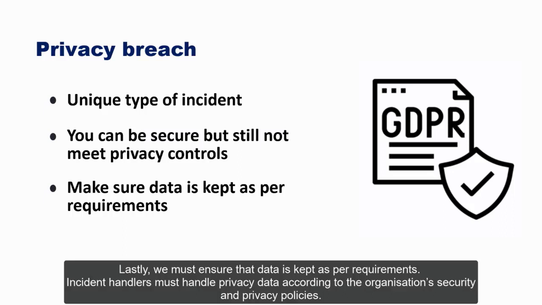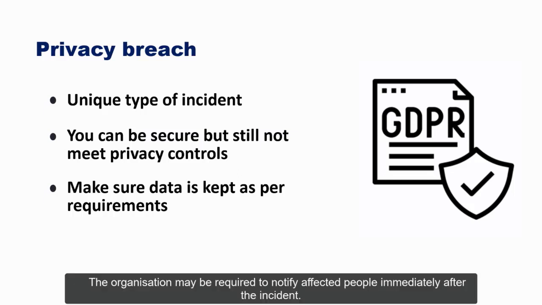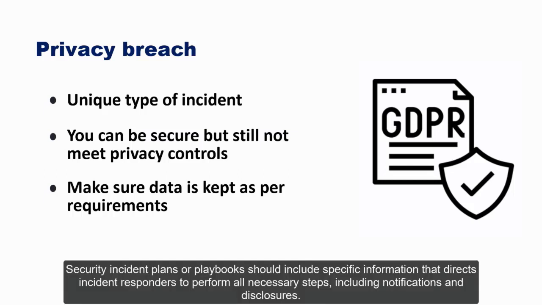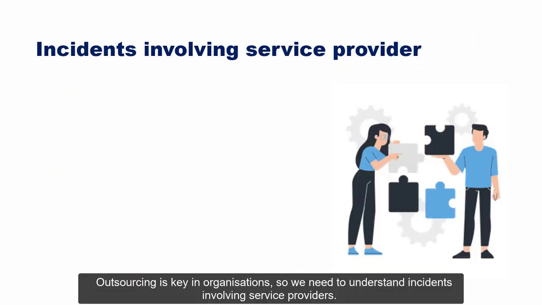Incident handlers must handle privacy data according to the organization's security and privacy policies. The organization may be required to notify affected people immediately after the incident. Organizations that store or process information within the scope of privacy laws should include a security incident categorization that covers privacy incidents. Security incident plans or playbooks should include specific information that directs incident responders to perform all necessary steps, including notifications and disclosures. Outsourcing is key in organizations, so we need to understand incidents involving service providers.